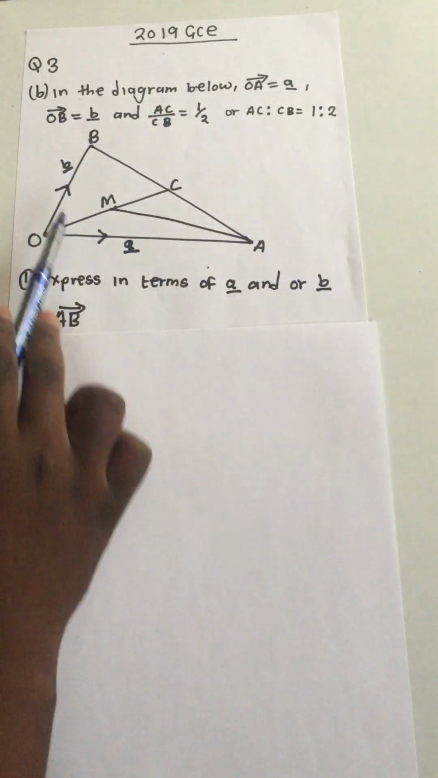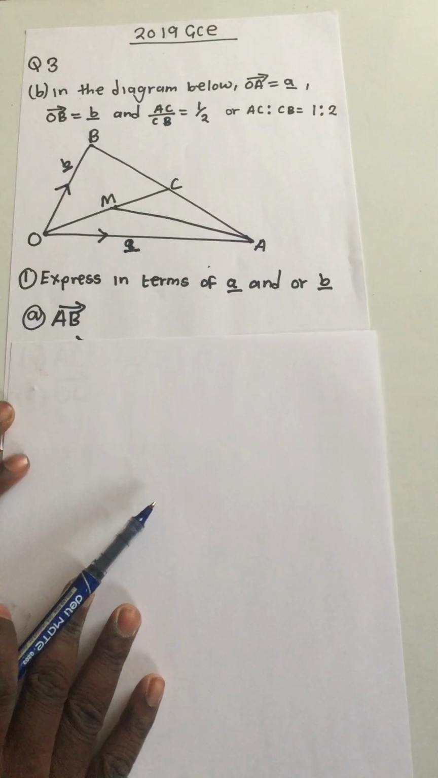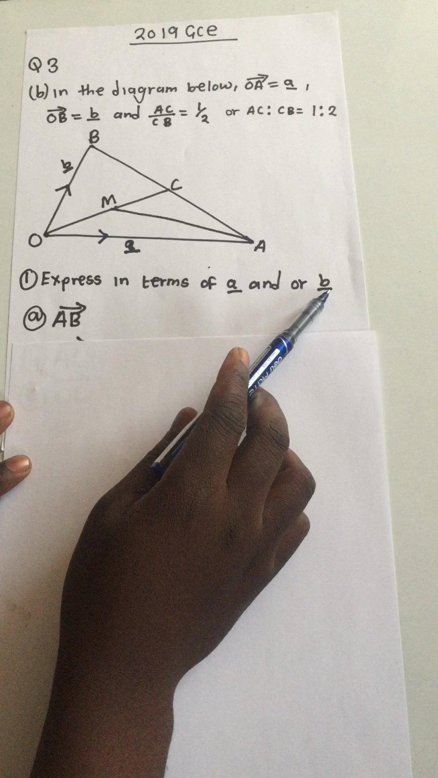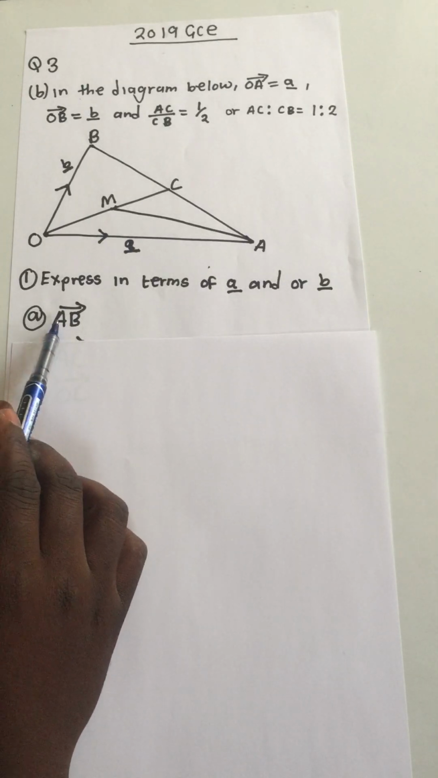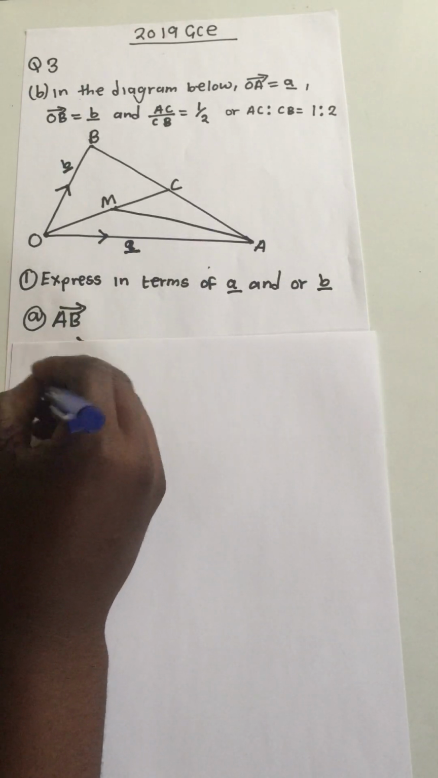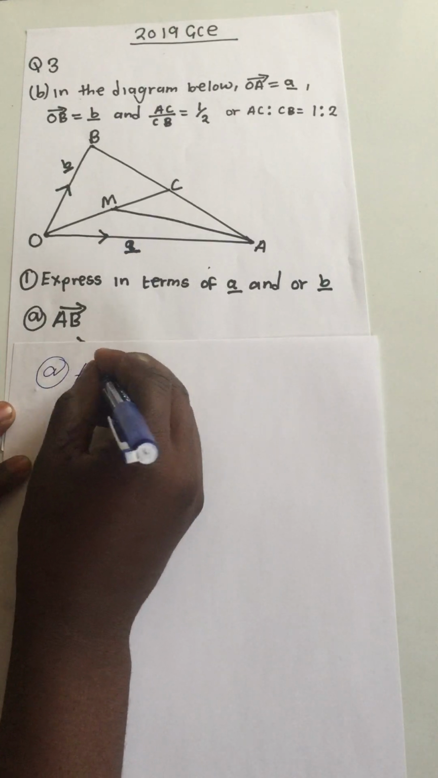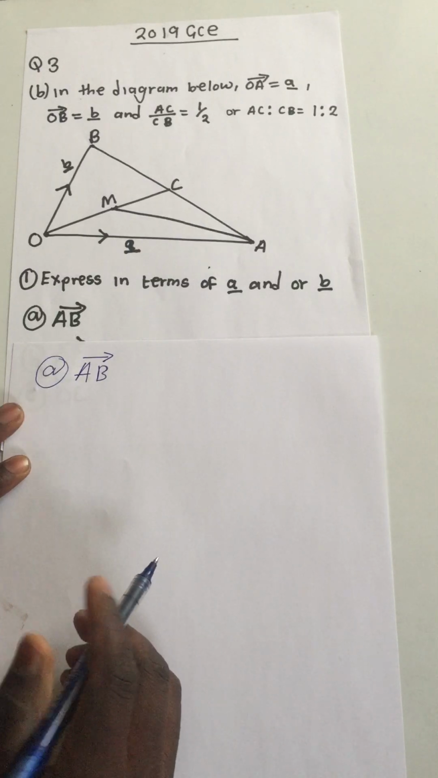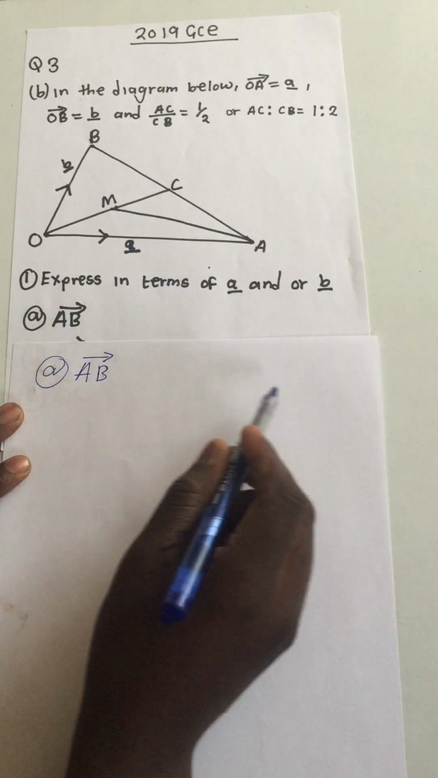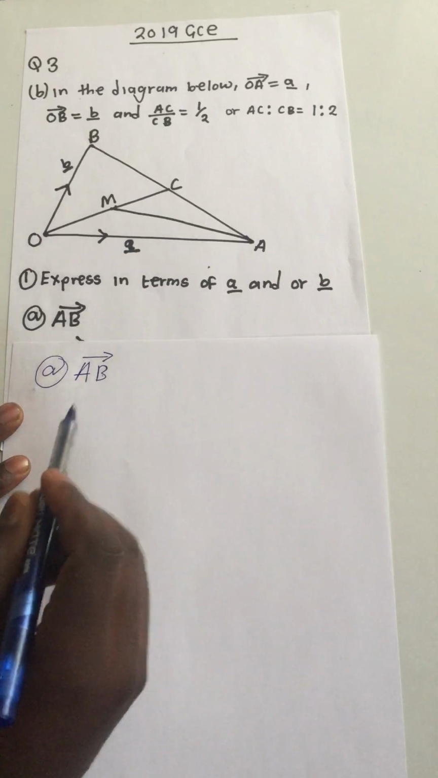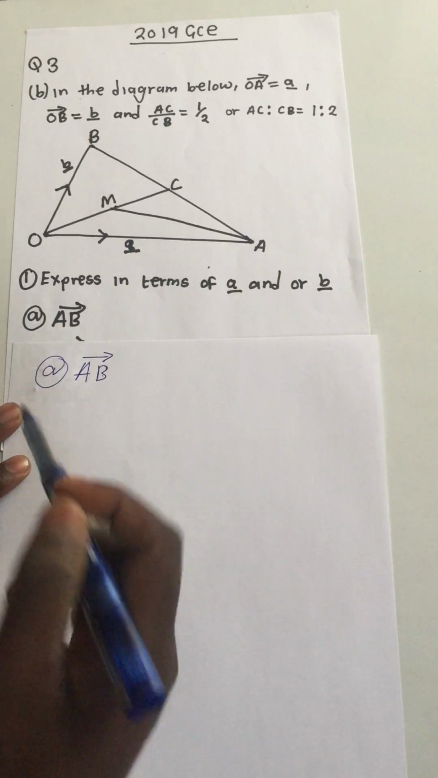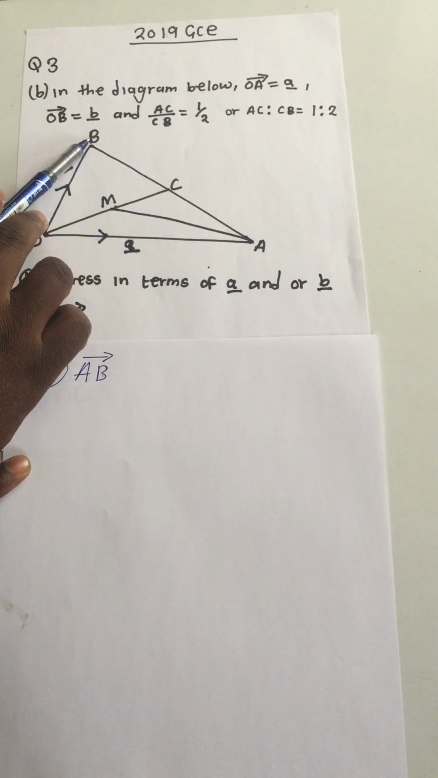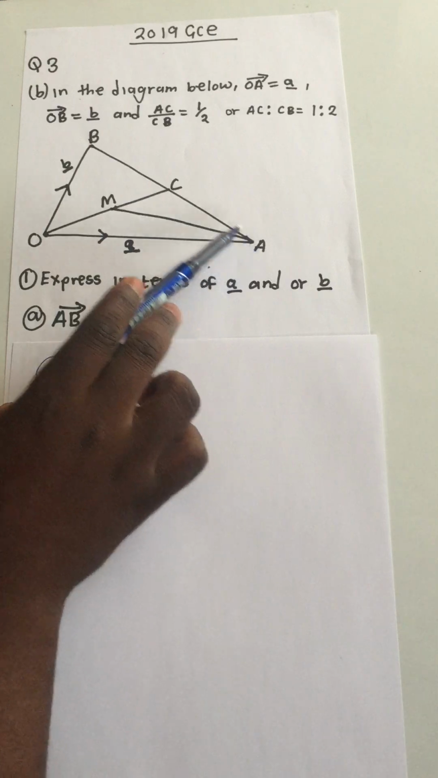So this is the diagram given, and you have been told to express in terms of vector A or vector B. And you have been given vector AB. So which is A? You say vector AB. And when you're answering vectors, put in mind that this B should be at the end, always. So let's start so that you see what I mean. For you, they started like A, B.